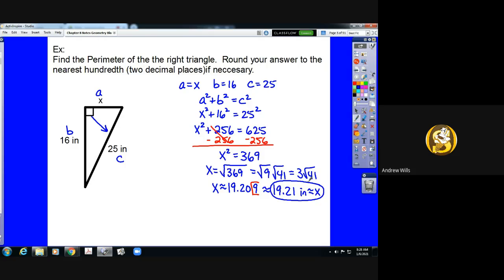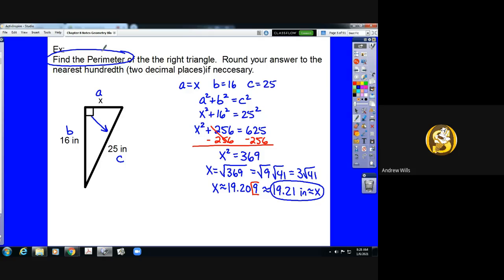That is not what the question asks you to do. It asks you to find the perimeter. So how do we find the perimeter? Anybody? Type it in the chat. You can unmute and tell me. How do you find the perimeter of a triangle? Or any shape, really. Yep, you add up all the sides.